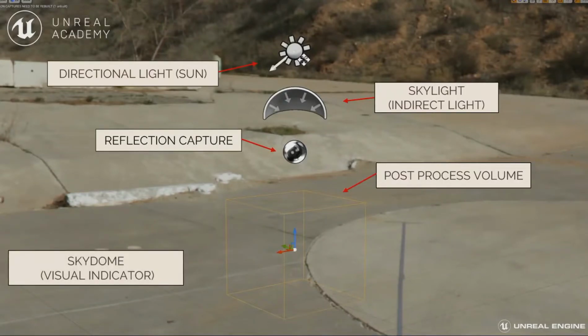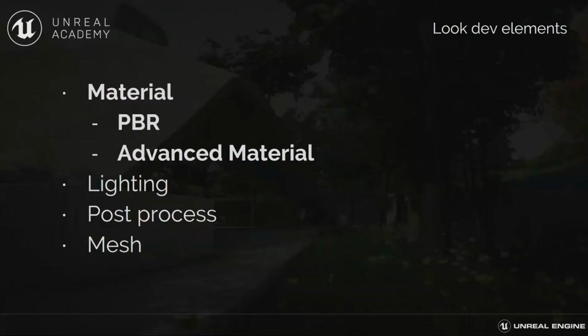Also, the image that you see is actually a sky dome, which is a big sphere that is the visual indicator of what is surrounding your environment. So now we know what elements are in the scene's look. So let's talk about a few points of each element.